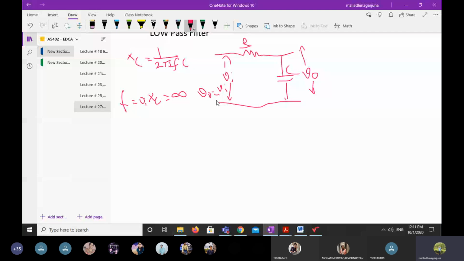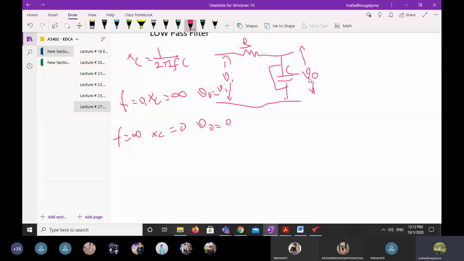Here if your F is equal to infinity, Xc is 0 and V0 is equal to 0 because it is short circuited. Reactance is 0, so short circuit. The output voltage across the short circuit is 0. There is no resistance, which means there is no voltage drop. So output voltage is equal to 0 for frequency equal to infinity.